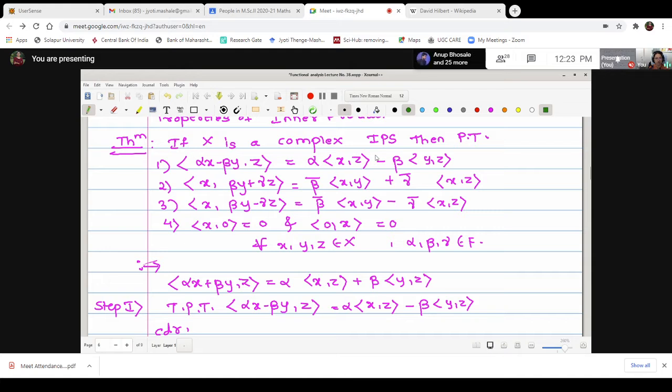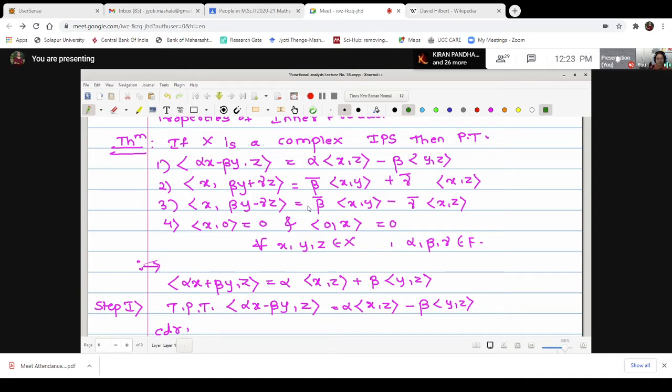If x is a complex number, then these four properties are satisfied. The first property is very similar to linearity, only with a subtraction symbol instead of addition. The second property is linearity in the second variable. Actually, we will call it conjugate linearity because the scalars are taken out with their conjugates. That's why the second and third properties are called conjugate linearity in the second variable.